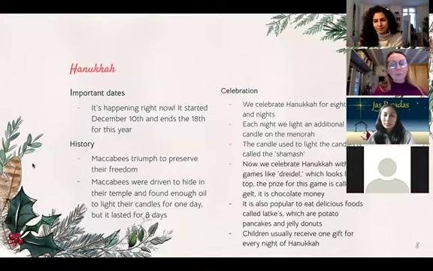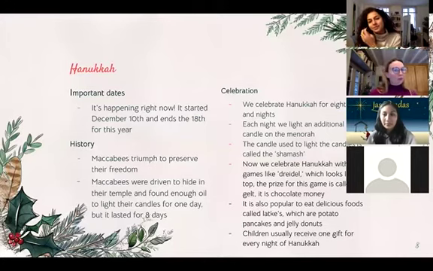So, some important dates to know about Hanukkah. It is actually happening right now. It started on December 10th and it ends on the 18th. So it is an 8-day celebration.